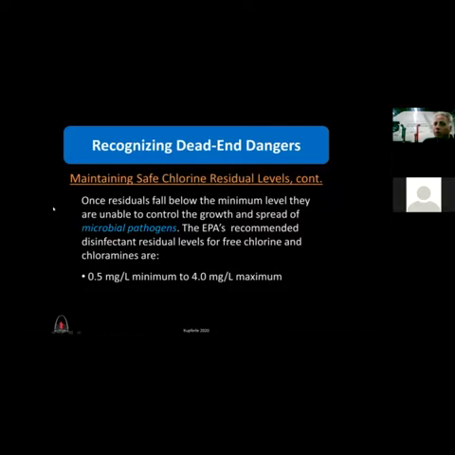Once the residuals fall below the minimum, again, they're unable to control the growth and spread of microbial pathogens. And this is why we put chlorine in water to begin with, to make it safe to drink. The EPA's recommendations are actually 0.5 milligrams per liter to a 4.0 maximum, but most states, again, set the parameters, and most have these at 0.2 ppm or milligrams per liter.